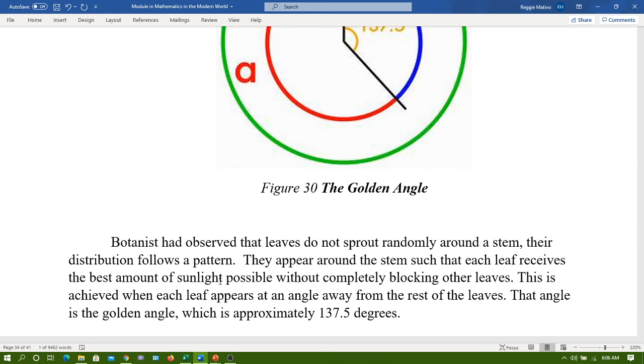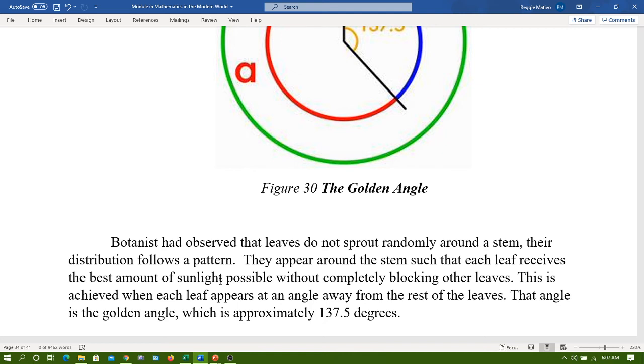I like how it is said, no? They appear around the stem such that each leaf receives the best amount of sunlight possible without completely blocking other leaves. So try to observe some plants in your garden or your mother's favorite plant and observe how the leaves are arranged and notice that each of them has a chance to receive enough amount of sunlight, best amount of sunlight, so that they can continue processing the photosynthesis.